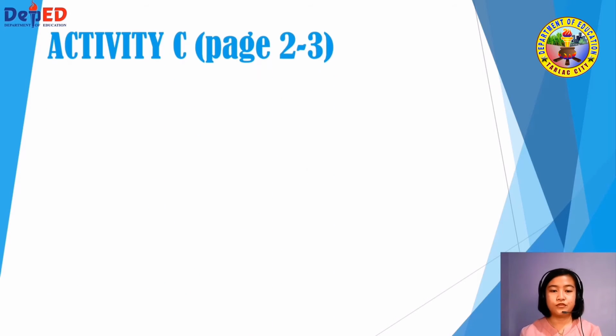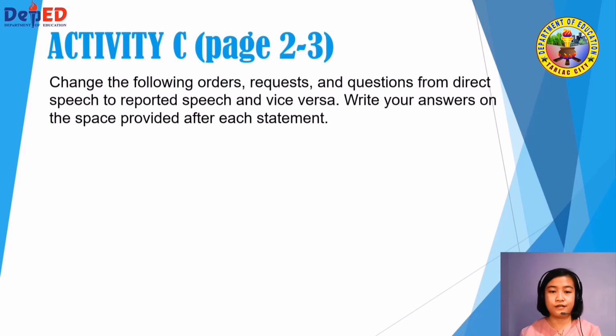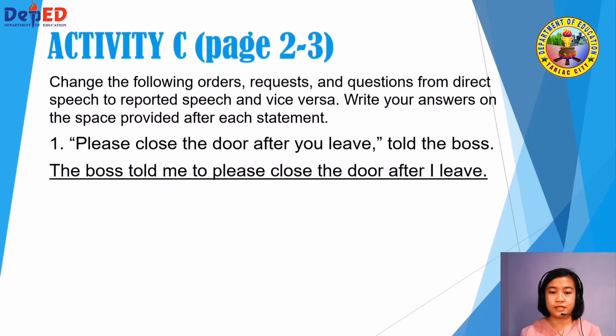Let's move on to Activity C, which can be found on page 2 to 3 of your LAS. Here, you're going to change the following orders, requests, and questions from direct speech to reported speech and vice versa. Write your answers on the space provided after each statement. Let's have number 1 as an example.